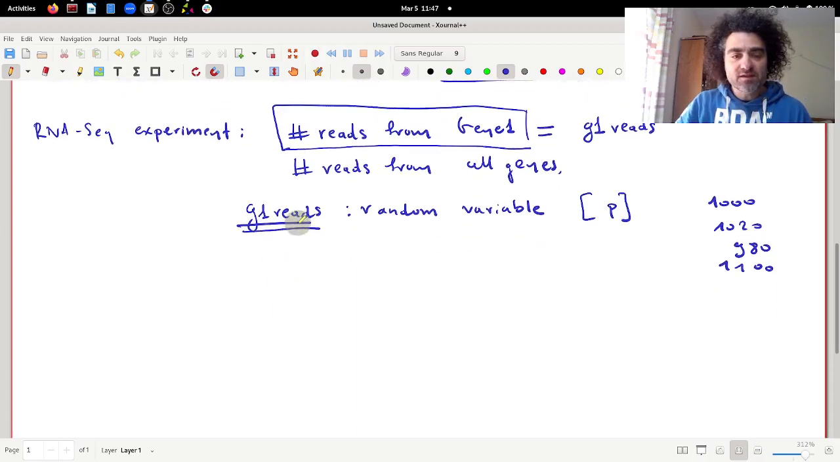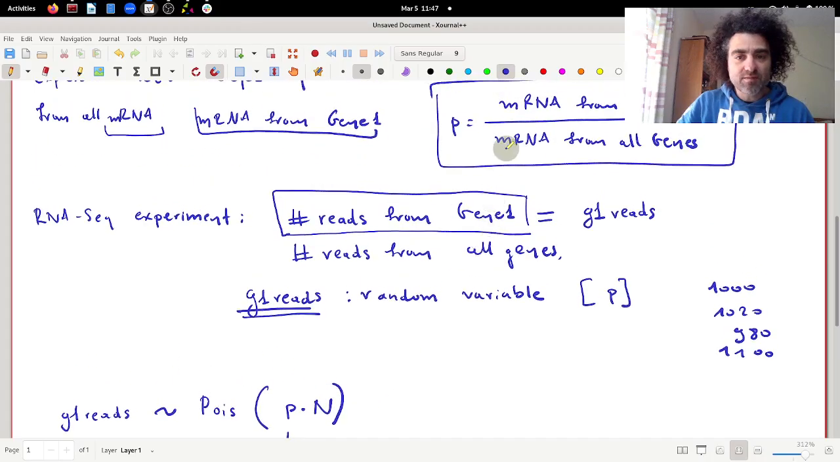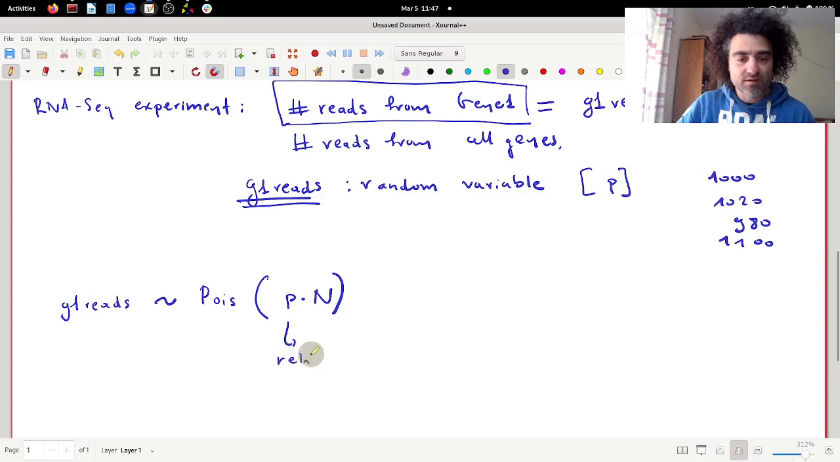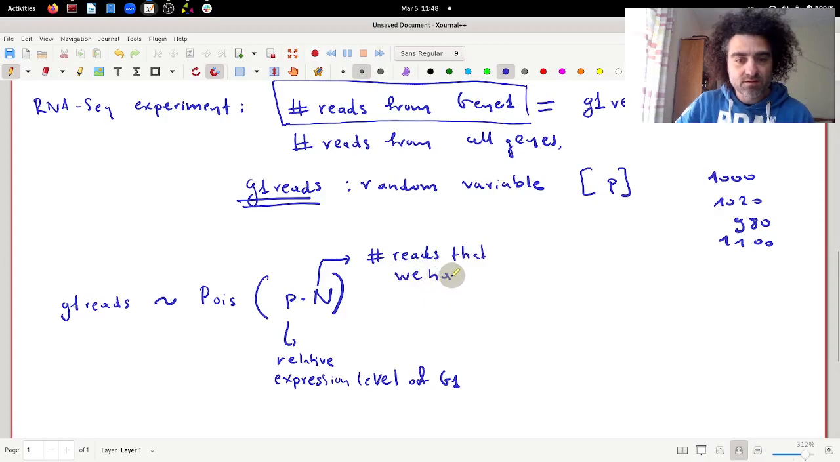Okay, but the good news here is that this random variable follows a specific distribution, and follows a Poisson distribution with parameter P multiplied by n, where P is this parameter here, is the relative expression level of gene 1, relative compared to the whole genome, to all genes, and this n is the number of reads that we have taken from the whole genome.